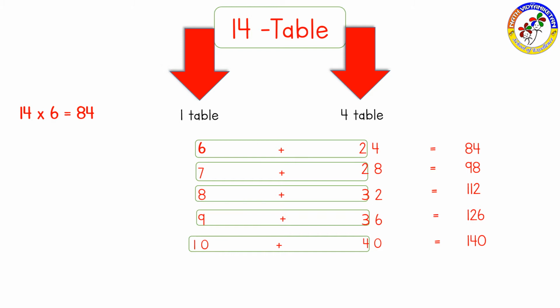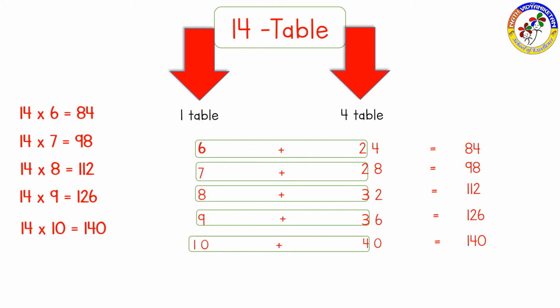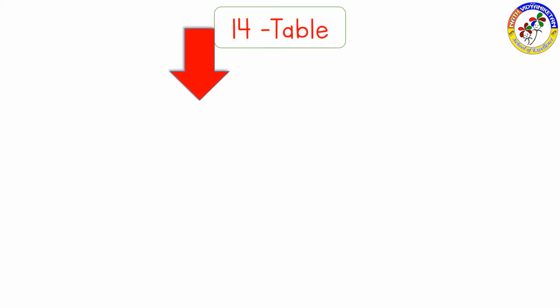14 6 are 84. 14 7 are 98. 14 8 are 112. 14 9 are 126. 14 10 are 140. Now from 11th step, let us see.